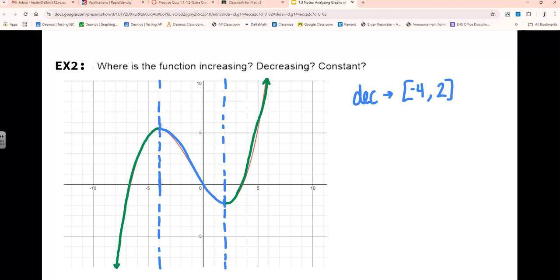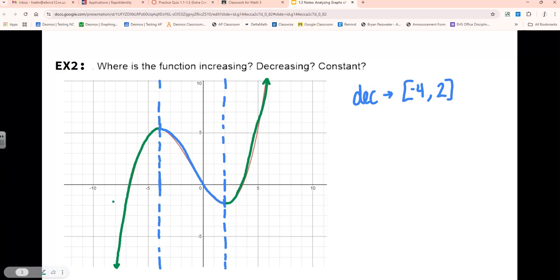Pretty much going to use brackets all the time for this unless you have an infinity or unless you see an open circle. You can't have a bracket somewhere where there's an open circle on the graph. Since it's functions, they're usually not going to include that. Okay, questions on the decreasing part?